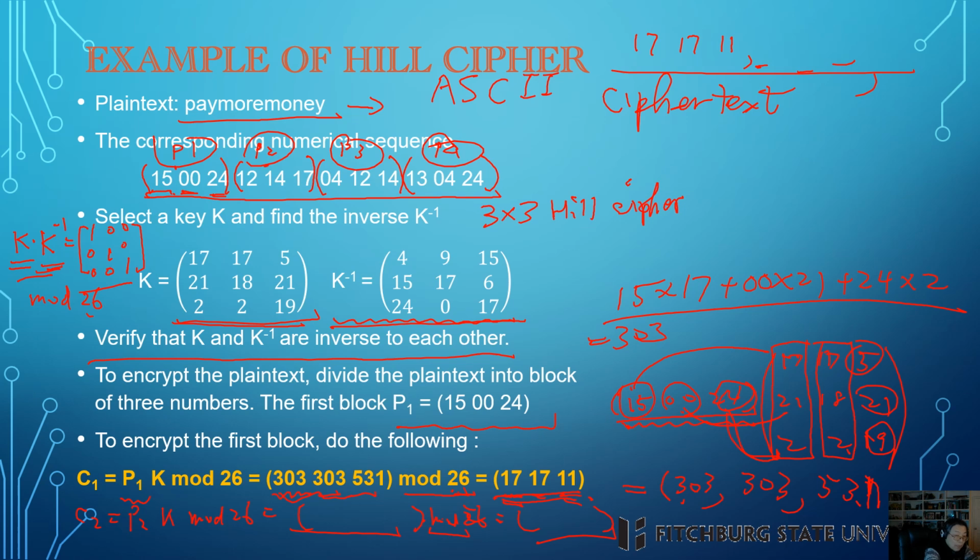Okay, so the first one is C1. Now the decryption is relatively straightforward. In order to recover the P1, you need to multiply C1 by the K inverse, which is the second matrix, modulo 26. So that's the decryption side.